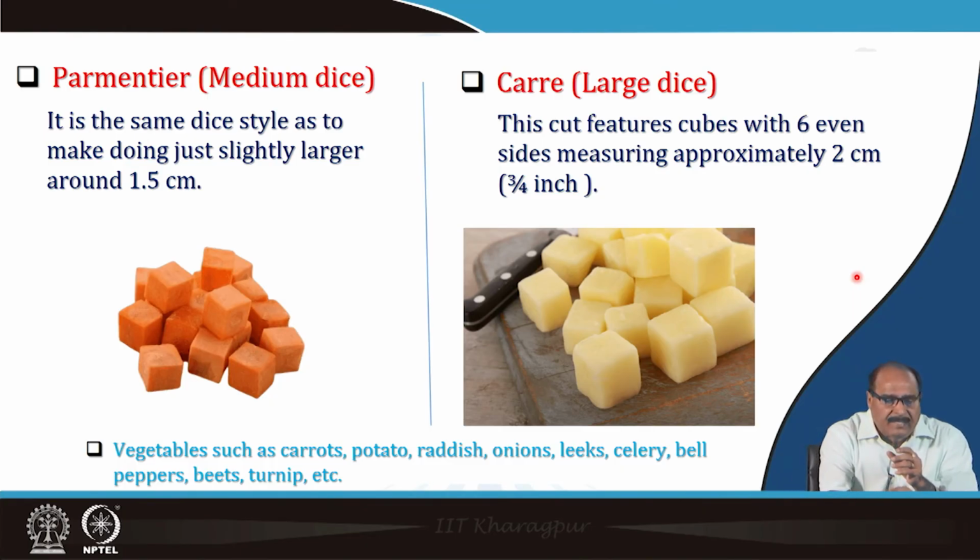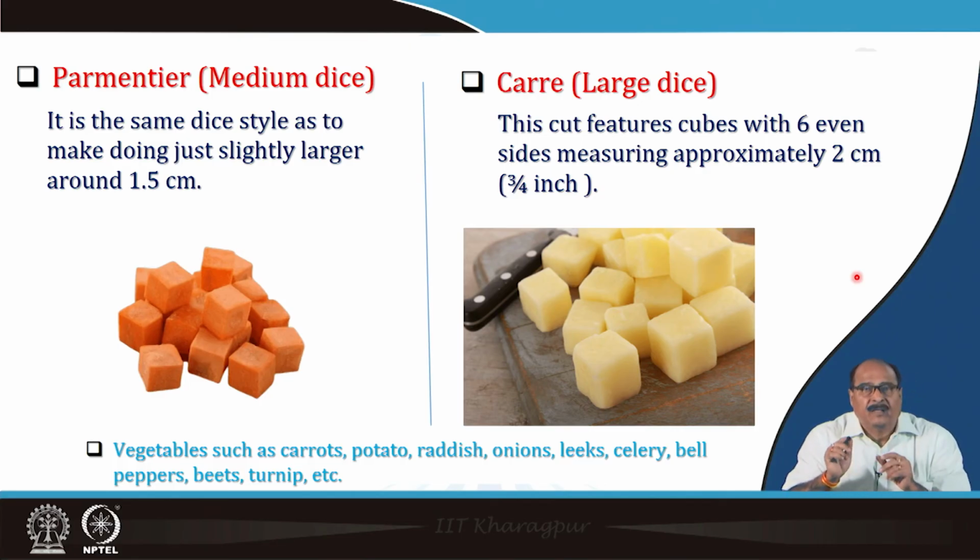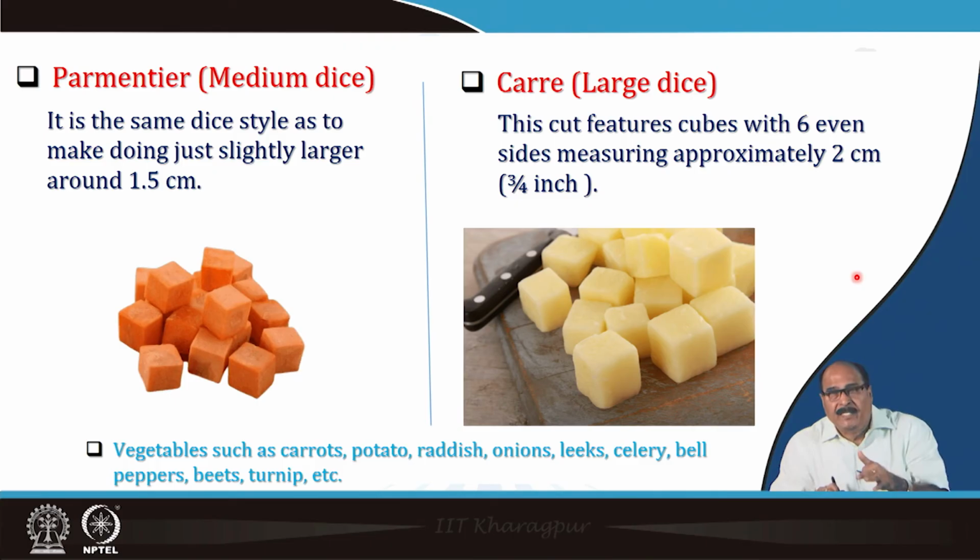Then medium dice, Parmentier. Here it is the same dice style as macedoine, just slightly larger, around 1.5 centimeter. Then carré, the large dice. This cut features cubes with 6 even sides measuring approximately 2 centimeter.